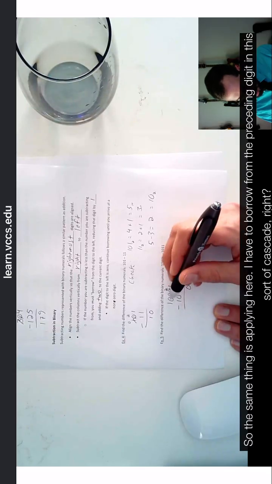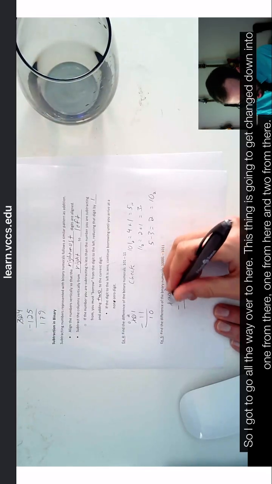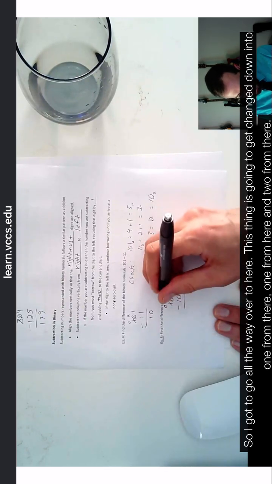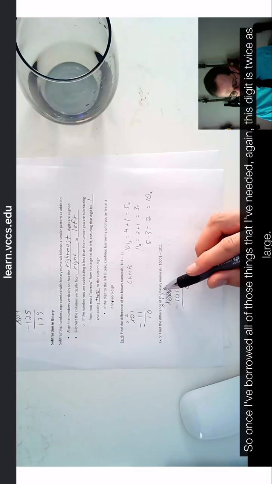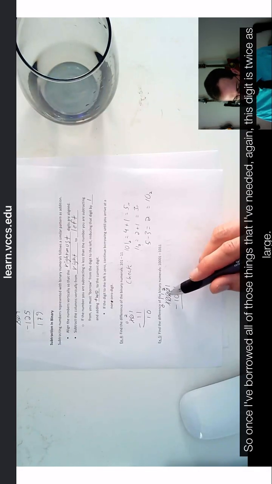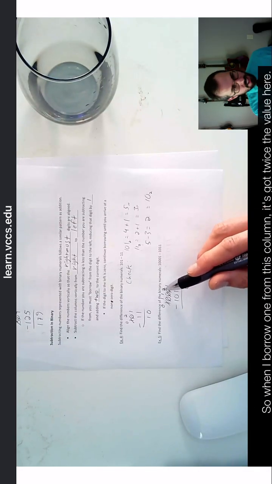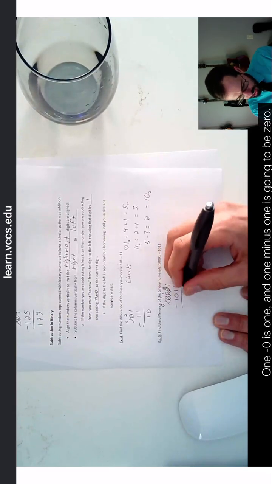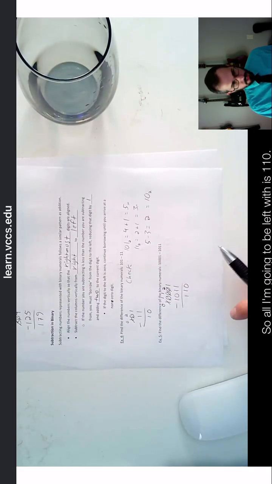I have to borrow from the preceding digit in this sort of cascade, so I've got to go all the way over to here. This thing is going to get changed down into 1 from there, 1 from here, and 2 from there. Once I've borrowed all of those things that I've needed, again, this digit is twice as large, so when I borrow 1 from this column, it's got twice the value here, and then I had to keep borrowing from preceding digits in order to get numbers that are big enough to subtract. 2 minus 1 is now equal to 1, 1 minus 0 is 1, and 1 minus 1 is going to be 0, so all I'm going to be left with is 1, 1, 0.